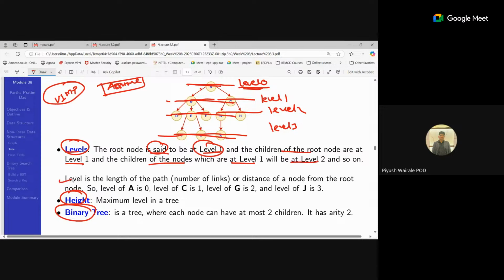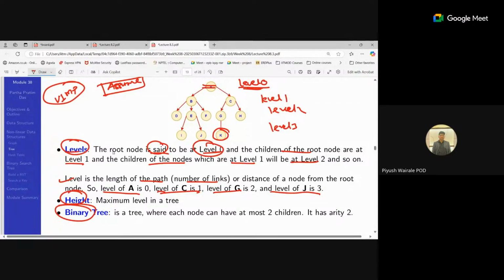Okay, so you can see level is the length of the path, the number of links or distance of a node from the root node. So level of A is 0, yes. Level of C is 1, yes. Level of G is 2, yes. Level of J is 3. That is basically correct. So what this particular sentence is saying, when we talk about the level, it is giving the idea of the distance of that particular node from the root node. For example, when I say level of K is what? 3. So it is at a distance, we can say height 3, from this particular root node A. Okay, like that we can say.